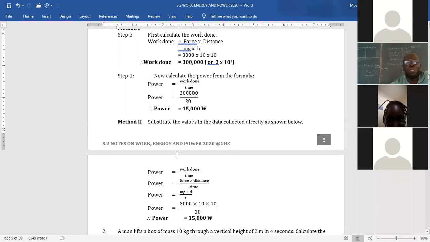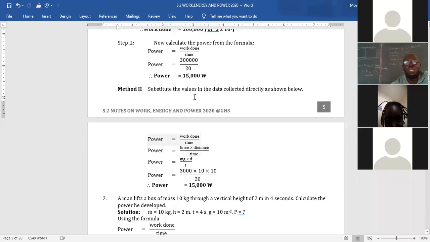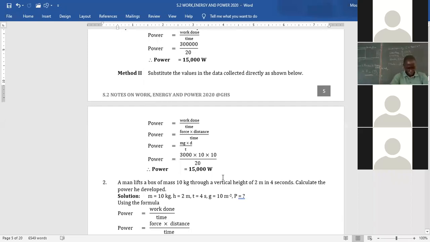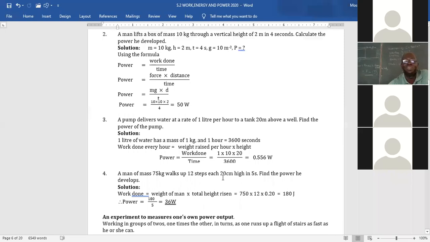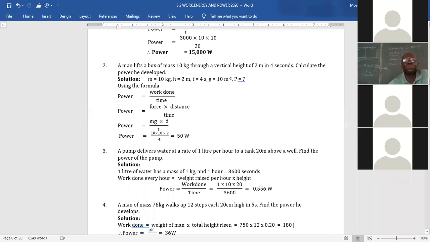So there is another method, but it's simply the other one. It is just a quicker method. Work done divided by time is force times distance divided by the time, and we get that equation. So that is how we find that work, okay? Yes. I want to stop here. The rest of the examples, I want you to look through them.